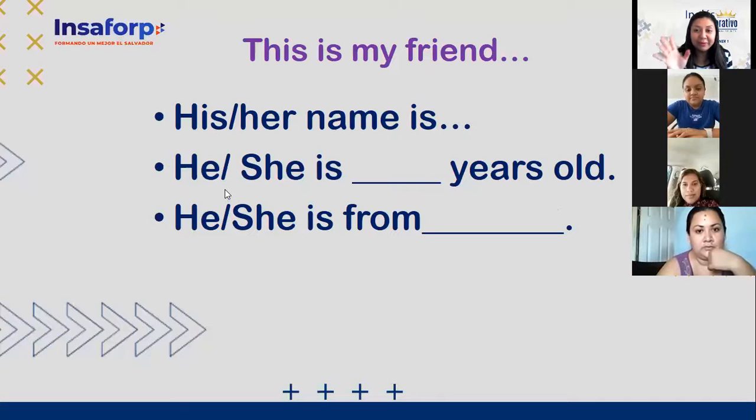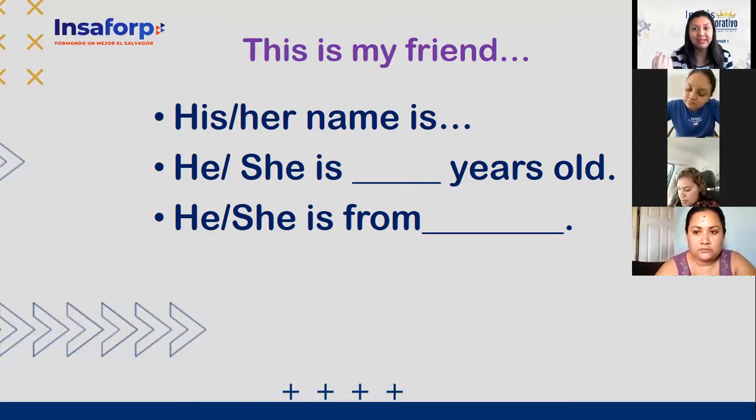Okay, when we talk about the age, we use the verb be. Okay? Is. He is 20 years old. He is 30 years old. He is 27 years old. We don't say has or have.